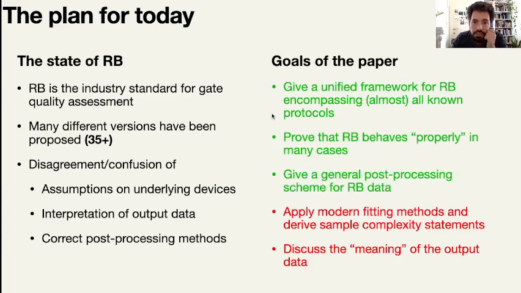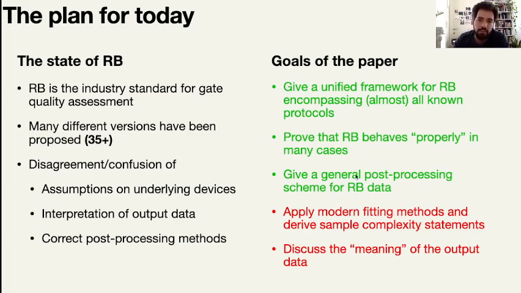So we did these 5 things, and I'm going to talk about 3 of them because, again, it's a very long paper. So we've given a general framework, or a meta-RB protocol, from which you can retrieve all previous versions of randomized benchmarking. And then we've proven rigorously that in a wide spectrum of cases, this meta-RB protocol behaves the way it should. And I'll get into a little bit more detail on that.